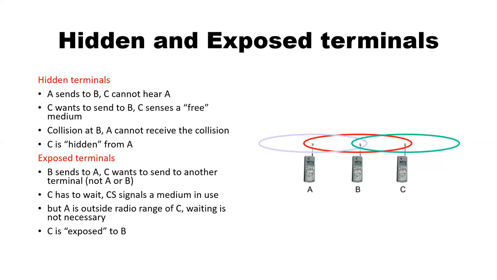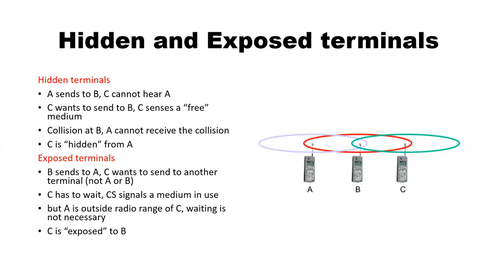Now, another problem is the exposed node problem, that is, exposed terminals. Consider the situation where B wants to send data to A, and C wants to send data to some other terminal which is neither A nor B. But because C and B are in nearby range, and B is doing a transmission, C has to wait for a period of time, checking for the idle time to send data to some other node.